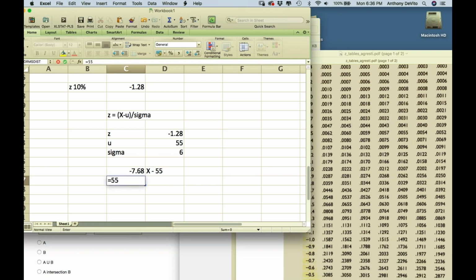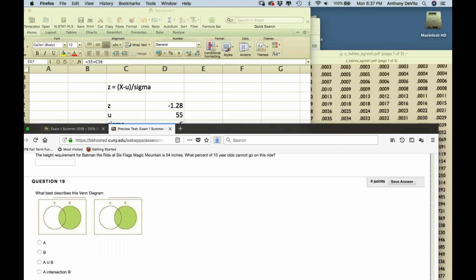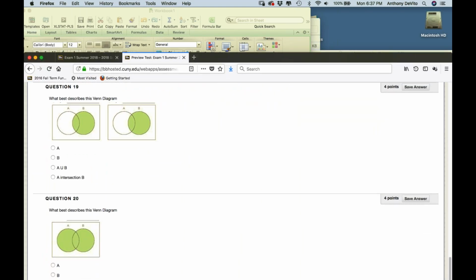So that's going to be equal to 55 minus 7.68. So x, oops, I messed up there, equals 55 plus a negative 7.68, which is 47.3 inches. So x is 47.3 inches. That's the height where anything below it is in the lowest 10% of this distribution. Maybe it's easier to see if I drew it as a graph, but that's what we wind up with. Now let's look at the Venn diagrams and then finish this up.